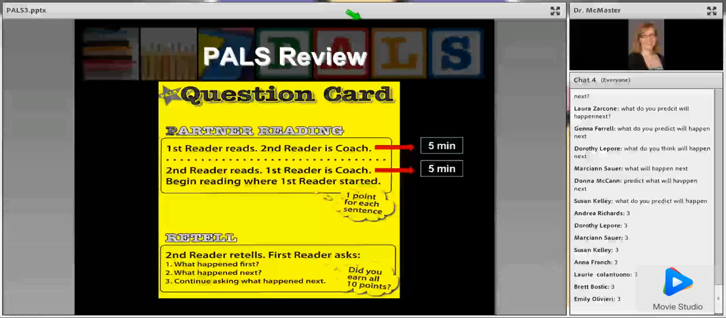After partner reading, they move on to retell, and it's the second reader who always does the retell. The first reader asks the second reader what happened first, what happened next, and they continue asking what happened next for about 2 minutes while the second reader retells as much as they can in sequence. So that happens for 2 minutes. Again, you can adjust that time if you need to. And then after retell is over, the partners decide together whether they earned all 10 points, or they can decide if they earned less than 10 points and mark those on their point sheet.